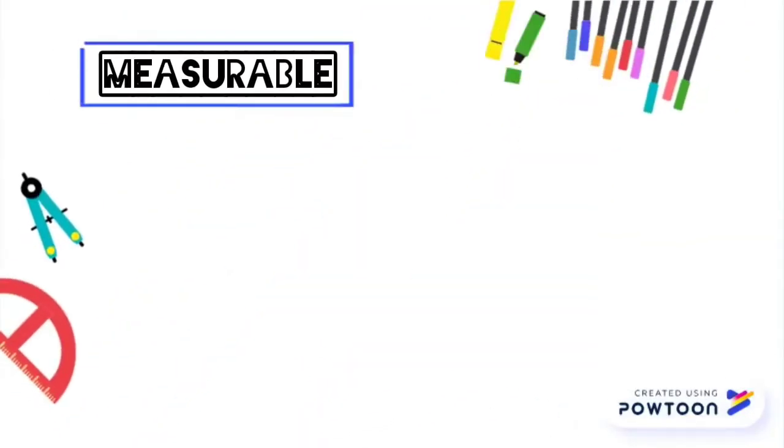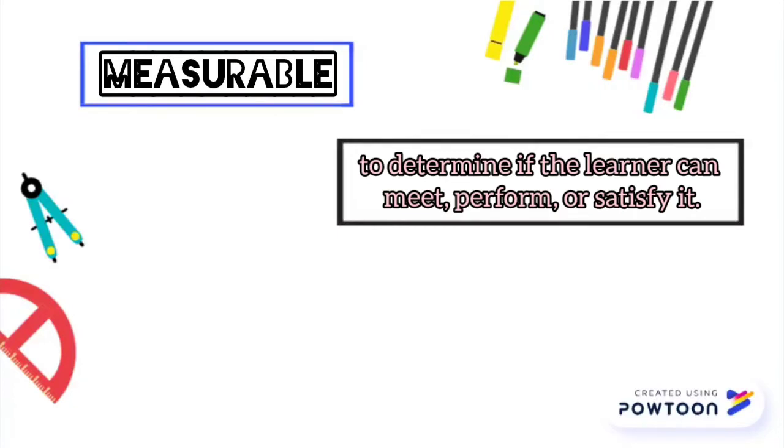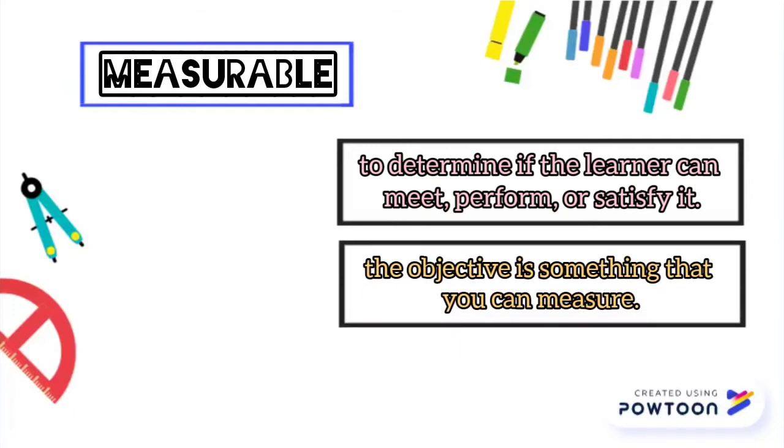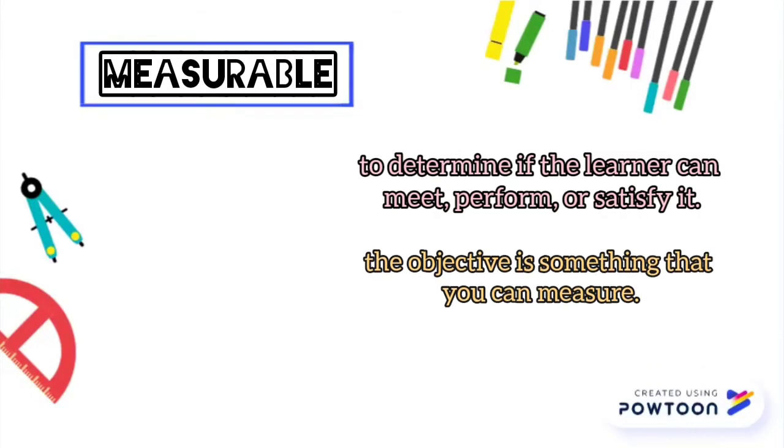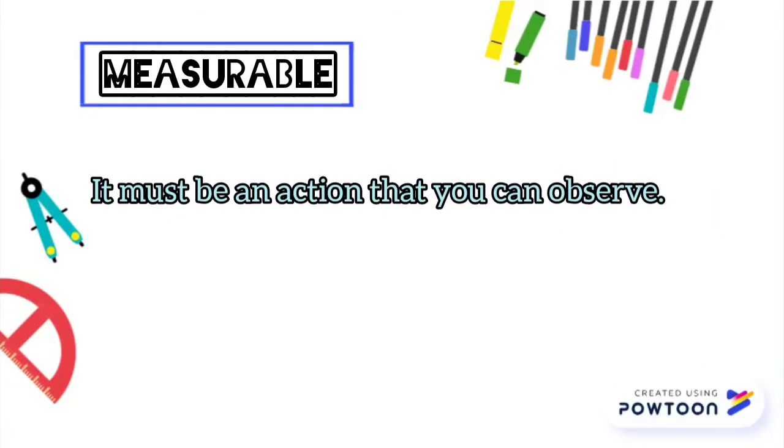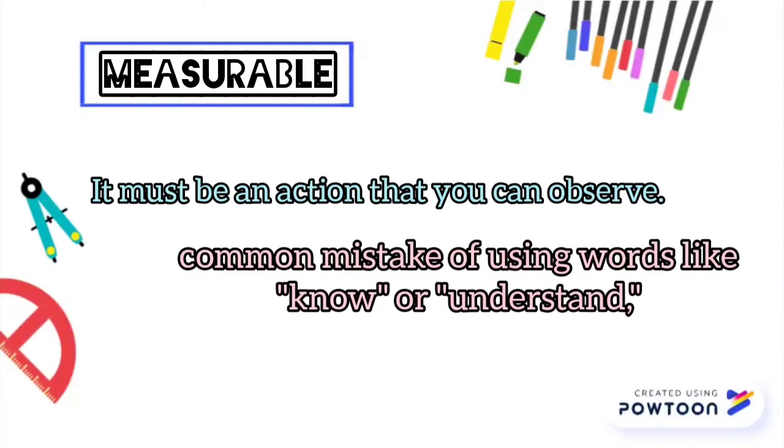Next is measurable. In measurable, the point of setting a learning objective is to determine if the learner can meet, perform, or satisfy it. And you can only do that if the objective is something that you can measure. That means first that it must be an action that you can observe. This is where the common mistake of using words like know or understand, which are not actions that can be objectively observed, in a learning objective is corrected.